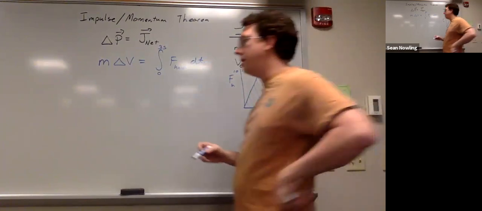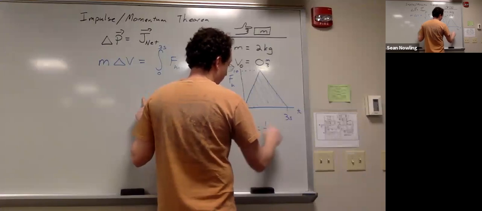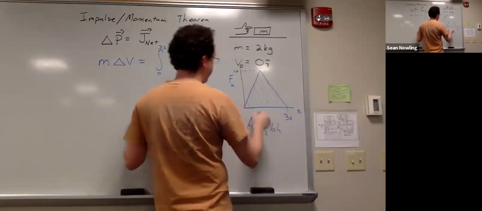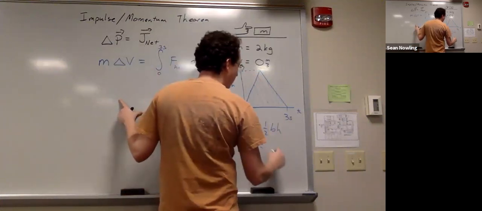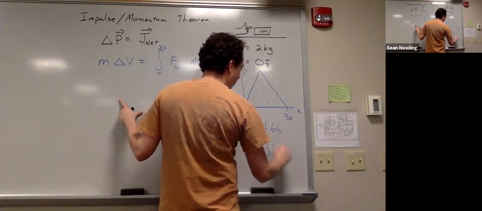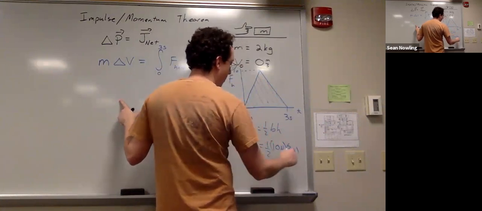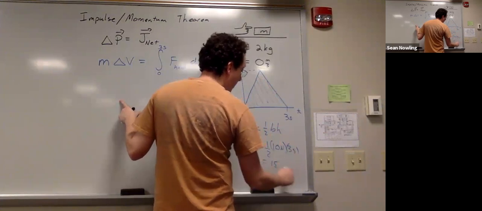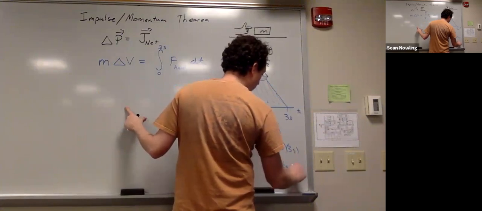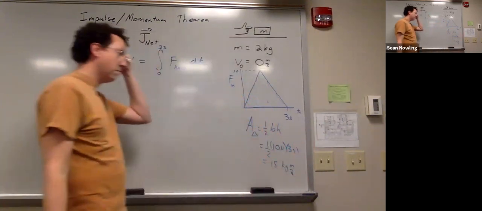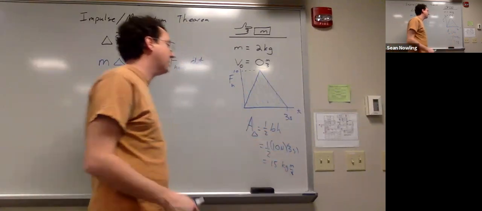So we go back and we use our area formula for a triangle. Remember that says the area of a triangle is 1/2 the base times the height, which in this case, the base is going to be 3 seconds and the height is going to be 10 newtons. So this is 1/2 10 newtons times 3 seconds. So that's simply going to be 15 Newton seconds. It's the same as a kilogram meter per second. Okay. So that is our impulse, 1/2 the base times the height.